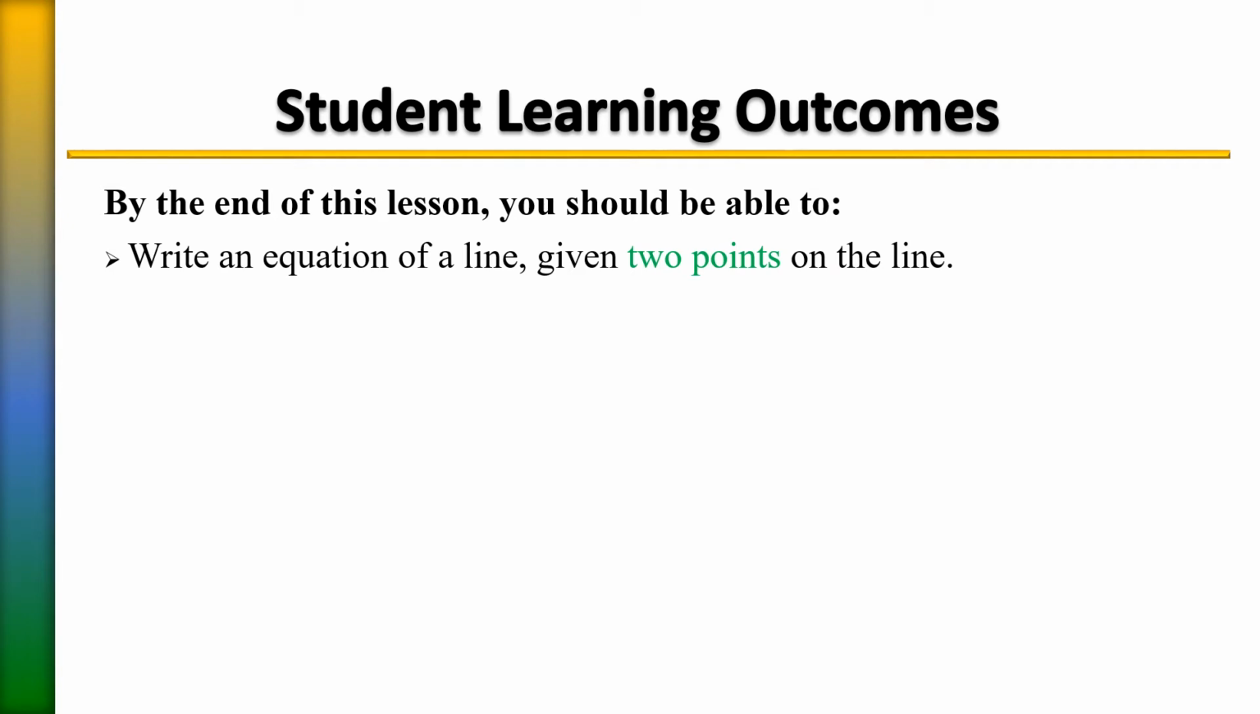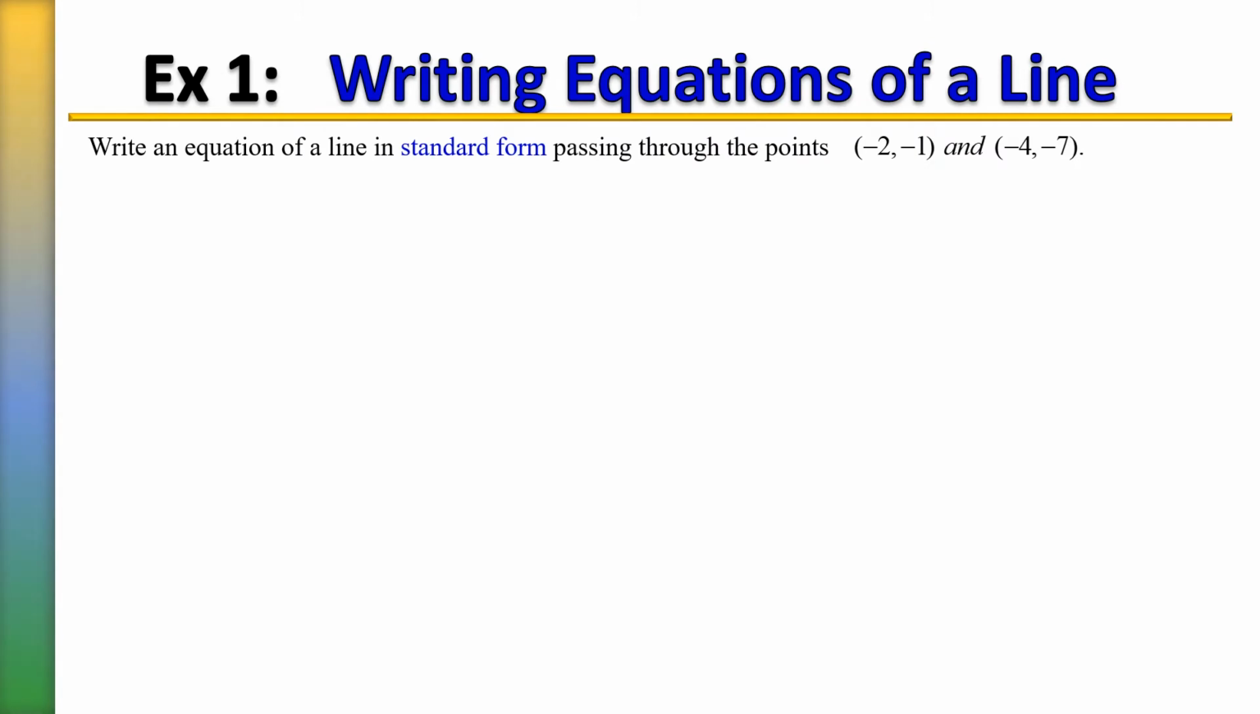Student learning outcomes. By the end of this lesson, you should be able to write an equation of a line given 2 points on a line. In this example, we're asked to write an equation of a line in standard form passing through the points (-2, -1) and (-4, -7).